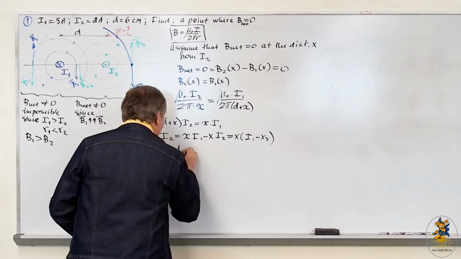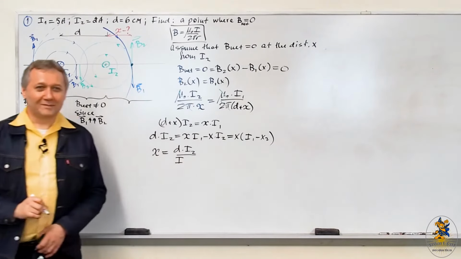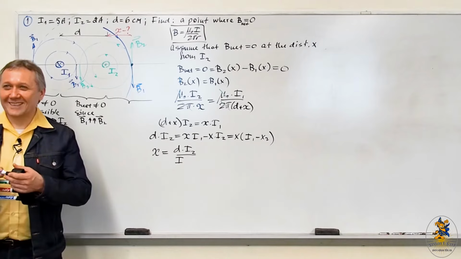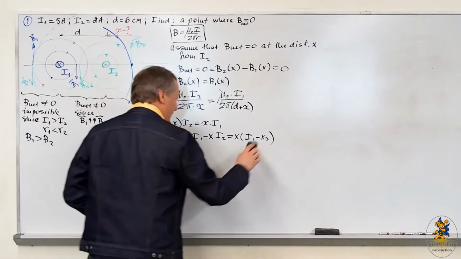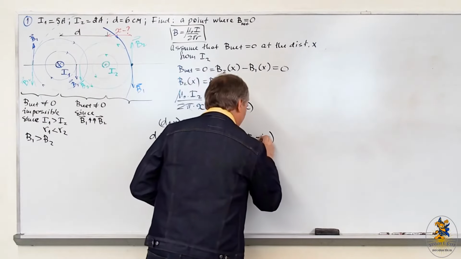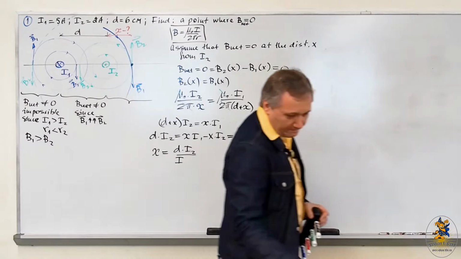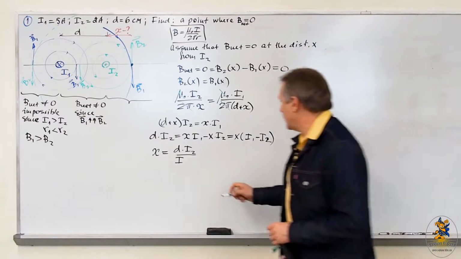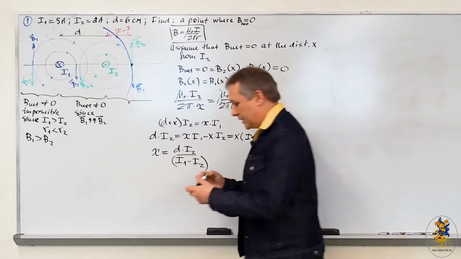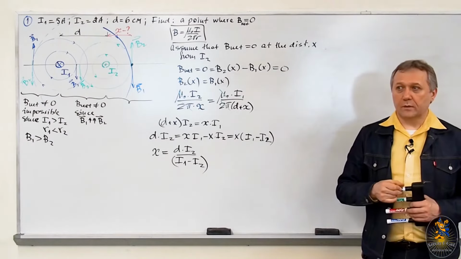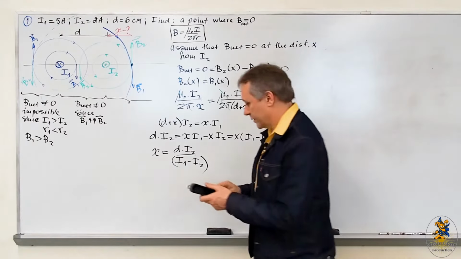And just simple manipulations. So x will be this divided by that. x equals d I2 divided by... Wait. You see something? I1 minus I2, right? So I1 minus I2 is in the denominator. So that's the expression for the distance at which net magnetic field is going to be 0.